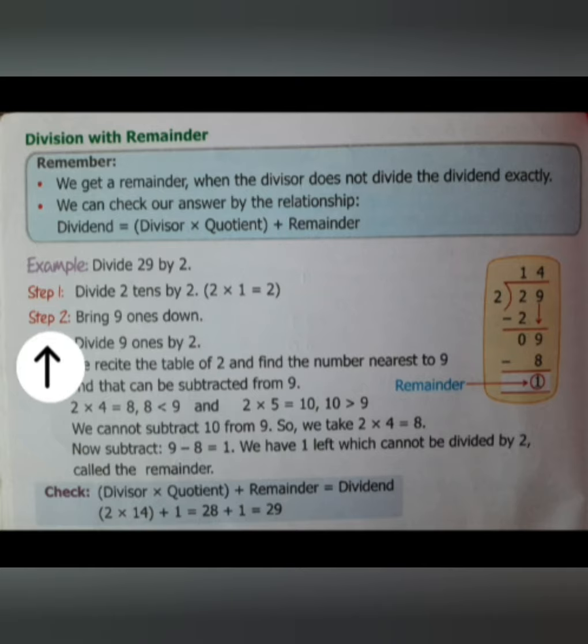Next, step 2, we have brought down 9. We have brought down this 9. Always put an arrow mark for your ease of understanding. Step 3, divide 9 ones by 2. Now it is 9. We have divided 9 ones by 2. We recite the table of 2 and find the number nearest to 9. I have told you the number which is just less than 9 or the number which is equal to 9. We have to always see for those type of numbers, and that can be subtracted from 9.